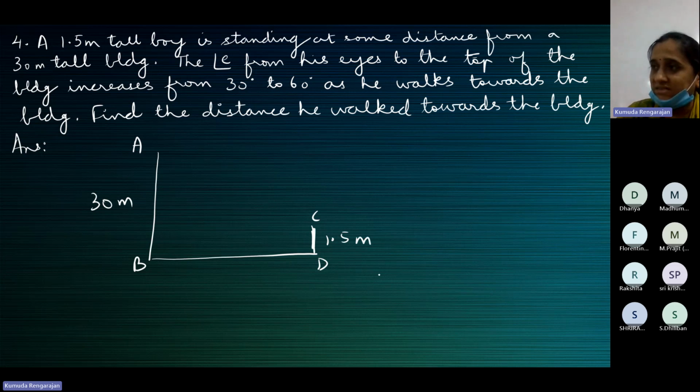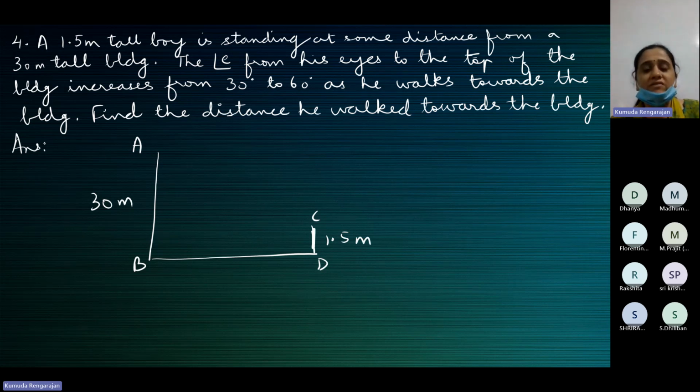We use a line segment here to represent the boy because we know his height. Otherwise, we just take a dot. So CD is the boy, 1.5 meters tall. AB is the building, 30 meters tall. Now, what does the boy do? The angle of elevation of his eyes to the top of the building. So the boy looks at the top of the building and measures the elevation. You should connect from his eye, not from his foot. You must connect from his eye to the top of the building.